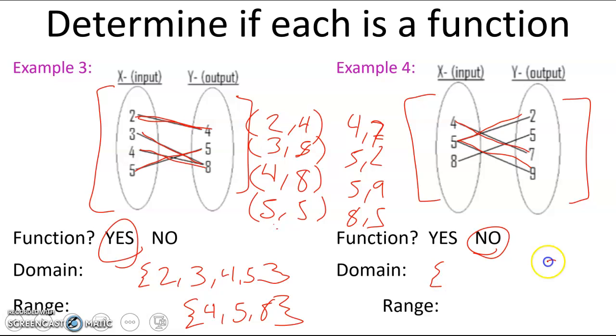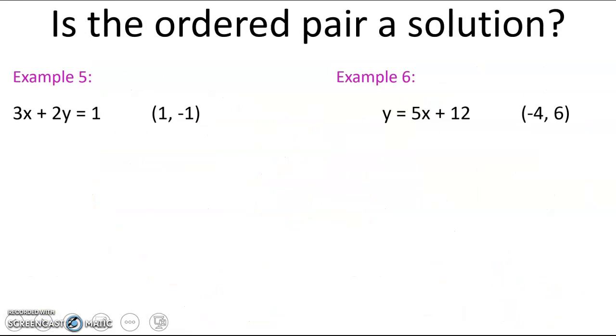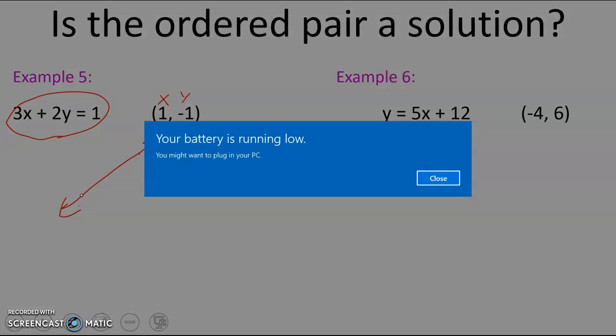I'm still going to list out the domain, which would be, again, your x values: 4, 5, and 8. Your y values for the range: 2, 5, 7, and 9. All right, now the last thing that we need to do here, I'm going to do this real quick because I'm running out of time, is figure out if the ordered pair is a solution. Now, you have a line here. Basically, what you want to figure out is, does this ordered pair fall on my line? Wherever this line is, will it fall on that?